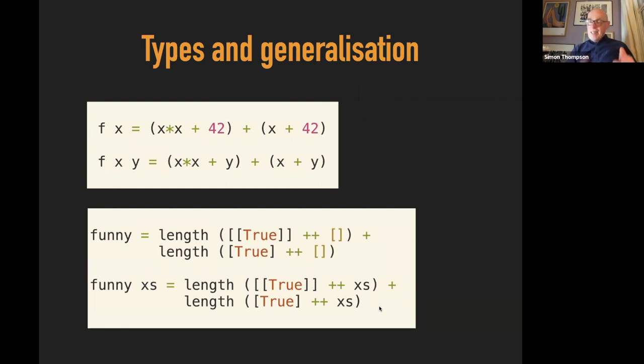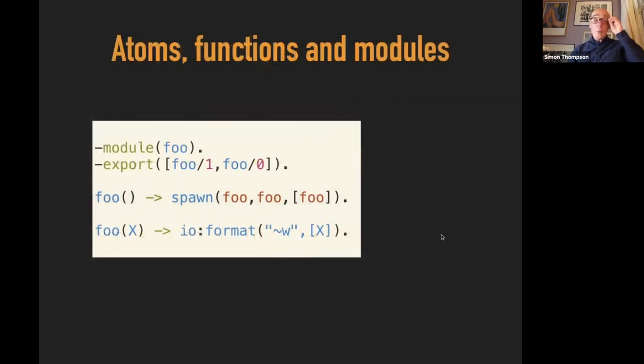So it's not just a matter of syntax, it's a matter of understanding the types of the things you're looking at. And here's a classic Erlang example. We've got here a module called foo, which exports two functions. One is foo with one argument, this function, and the second is foo with zero arguments.